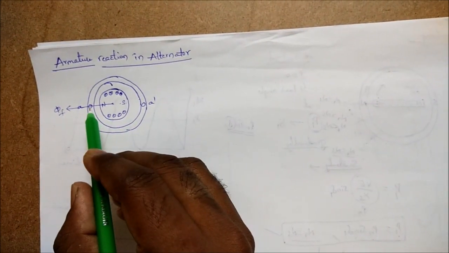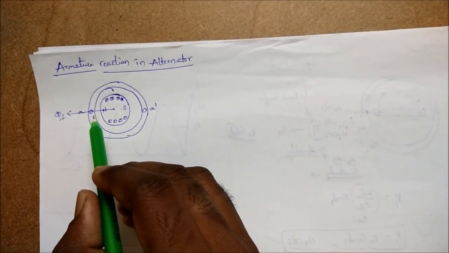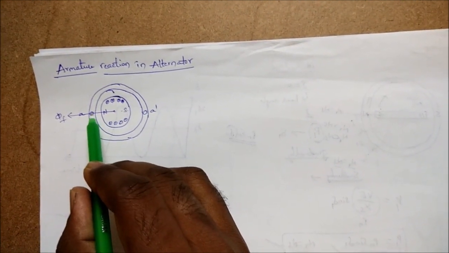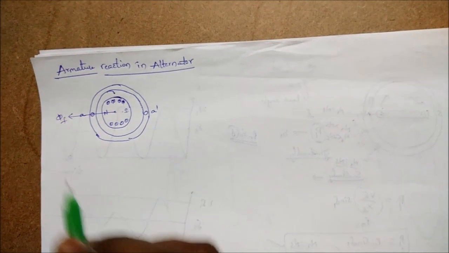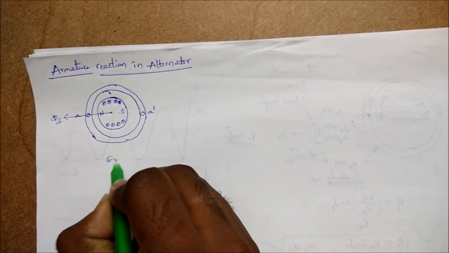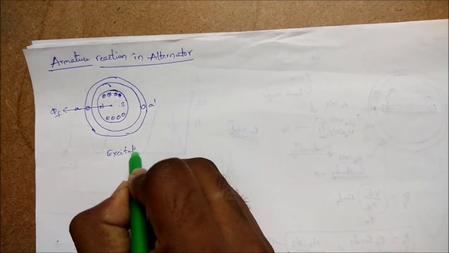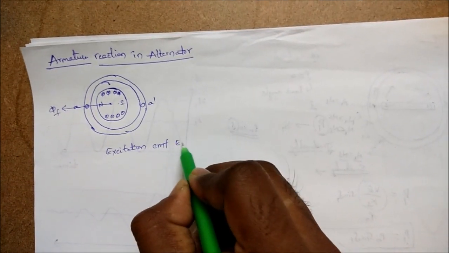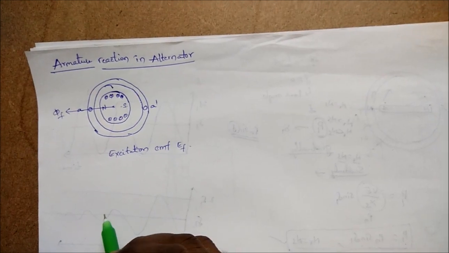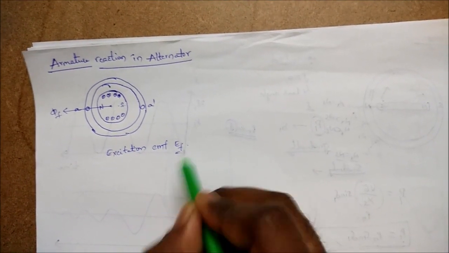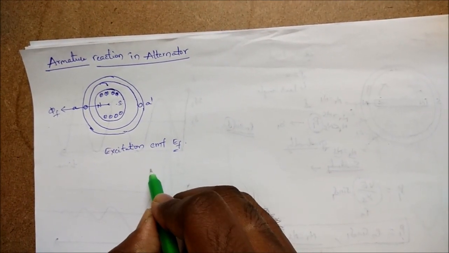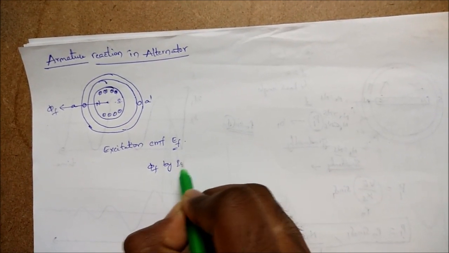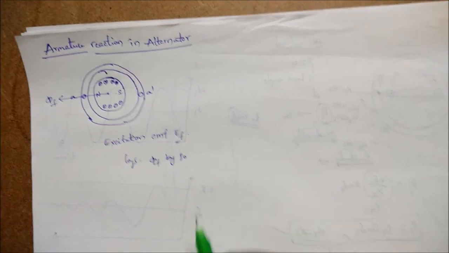Because of the flux cutting, EMF is induced here. This EMF is called the excitation EMF. Let it be EF. We know that this induced EMF always lags the flux by 90 degrees.